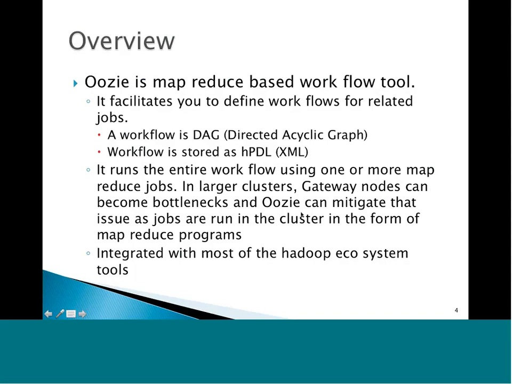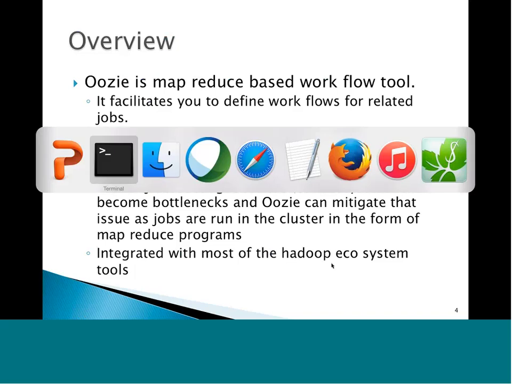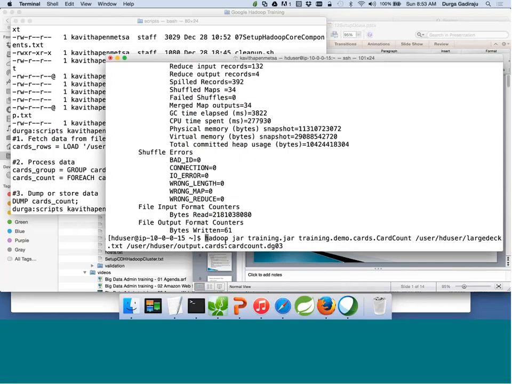So this is what the statement is. In larger clusters, gateway nodes can become bottlenecks, and Oozie can mitigate that issue as jobs are run in the cluster in the form of MapReduce programs. It is integrated with most of the Hadoop ecosystem tools, so you can run most of the Hadoop jobs related to those tools, not just the command line. You can run Hive queries, Pig queries, Sqoop jobs, everything using Oozie.